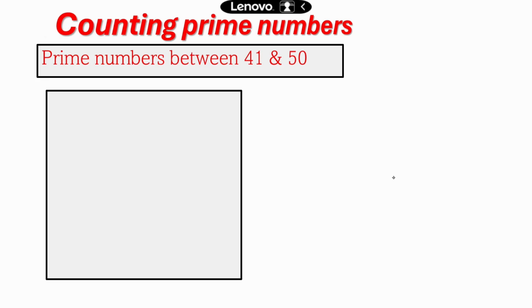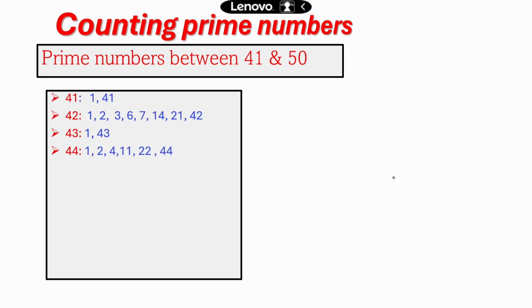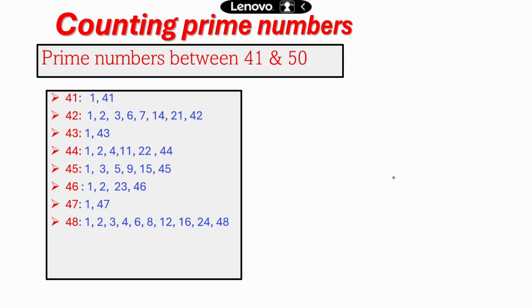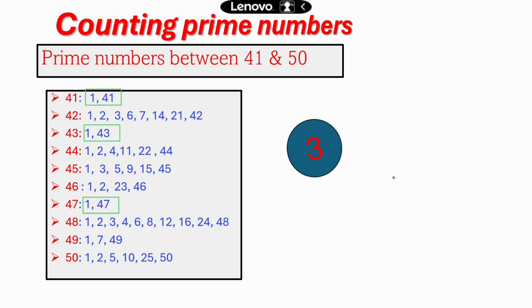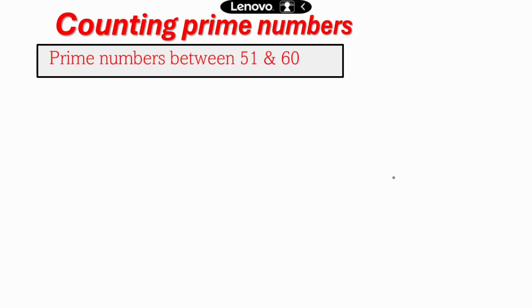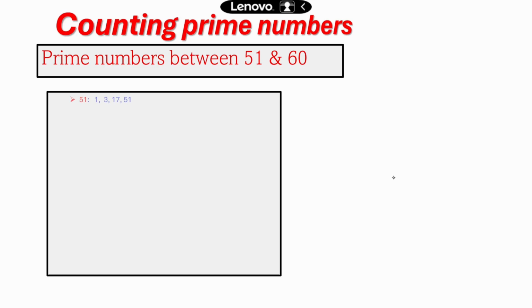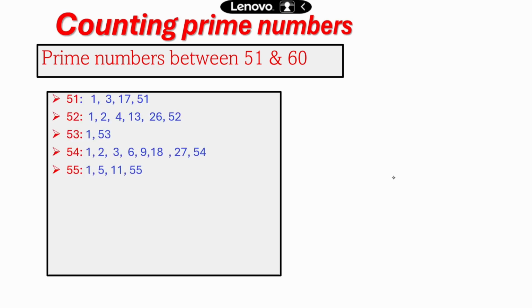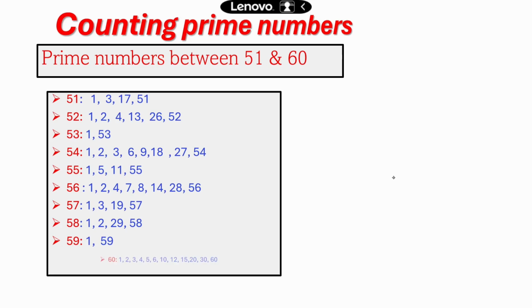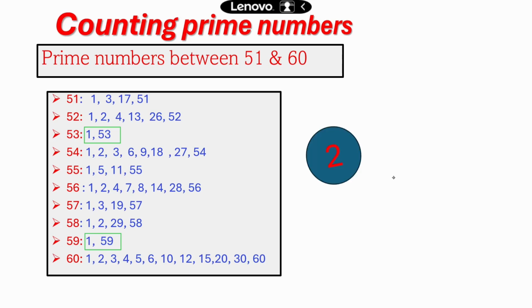Then 41 to 50, we continue finding the factors, and we found 41, 43 and 47. So these are prime numbers. Here we have 3 prime numbers. Then between 51 and 60 we do the factorization and after that we note down the prime numbers. 53 is a prime number and 59 is a prime number. So here we have 2 prime numbers.